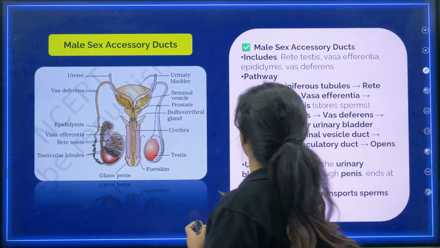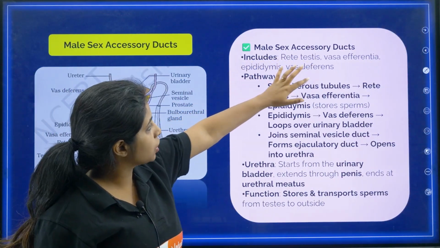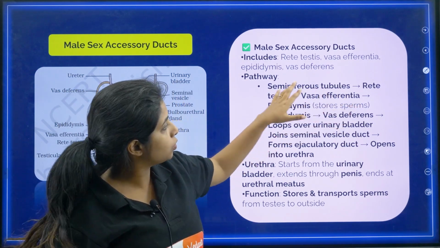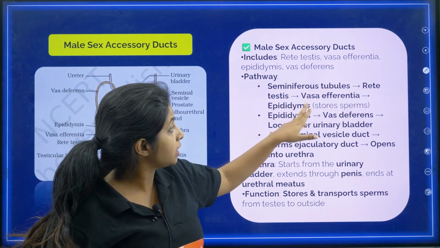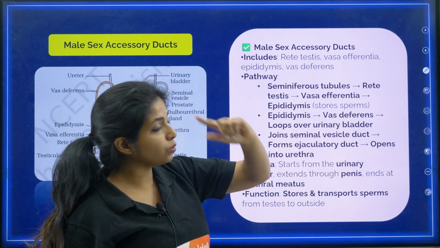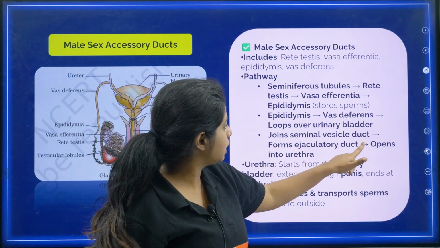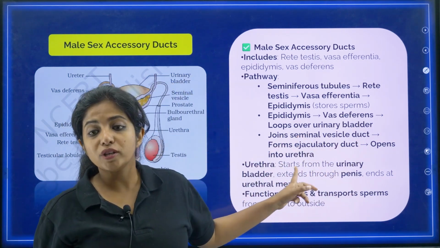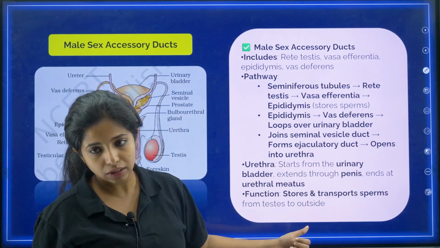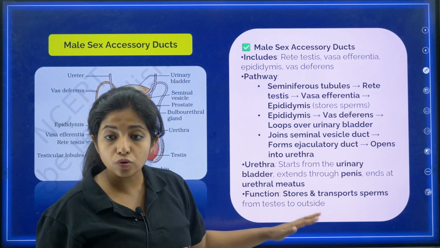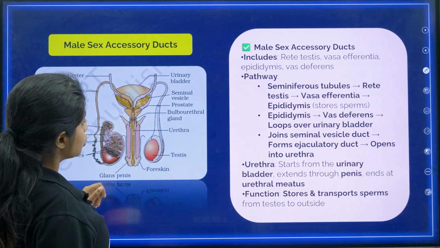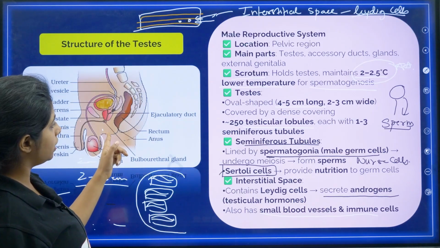Previously, we were here. So male sex accessory ducts include rete testis, vasa efferentia, epididymis, vas deferens. So basically, seminiferous tubules open into rete testis and then vasa efferentia. Then the epididymis stores the sperm for some time. From the epididymis it goes to vas deferens. It loops over the urinary bladder, as I showed you, joins the seminal vesicle duct and forms ejaculatory duct, which opens into urethra. Urethra starts from urinary bladder, extends through the penis, and ends at the urethral meatus. Function of the accessory duct is to store and transport the sperms. Cool? Going ahead. So this picture and all is really important. Even this picture is really important over there.